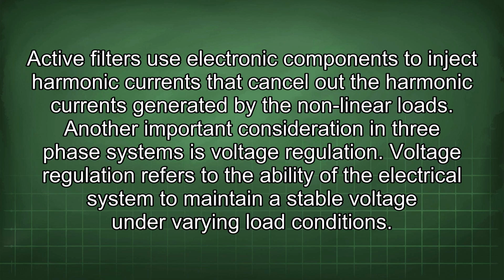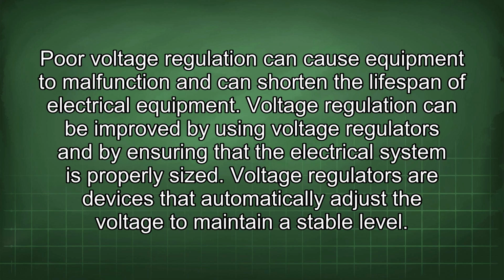Another important consideration in three-phase systems is voltage regulation. Voltage regulation refers to the ability of the electrical system to maintain a stable voltage under varying load conditions. Poor voltage regulation can cause equipment to malfunction and can shorten the lifespan of electrical equipment. Voltage regulation can be improved by using voltage regulators and by ensuring that the electrical system is properly sized. Voltage regulators are devices that automatically adjust the voltage to maintain a stable level.